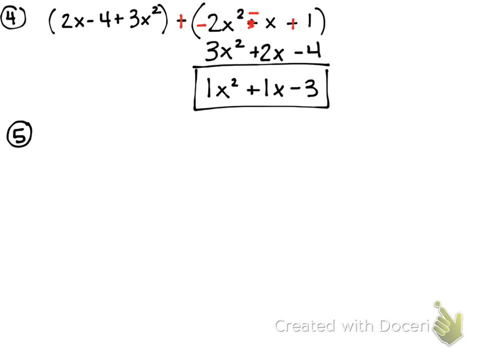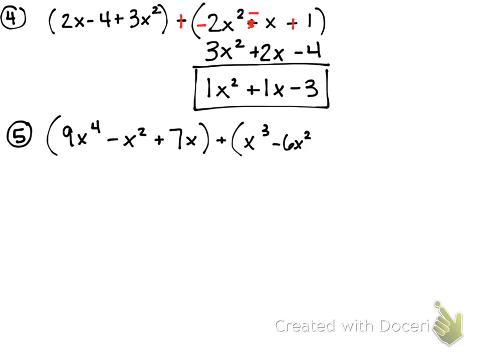Number 5, 9x to the 4th power minus x squared plus 7x plus x to the 3rd power minus 6x squared plus 2x minus 9 minus 4x cubed plus 3x plus 8, okay? How many polynomials do I have here? 3, right? Okay, so I look, are any one of them being subtracted?